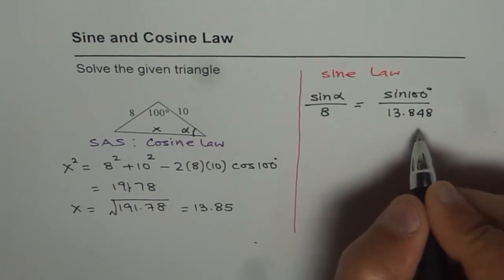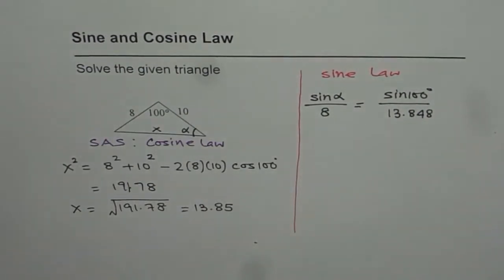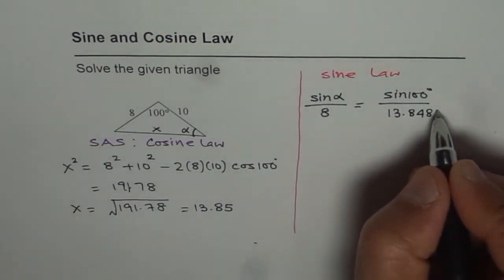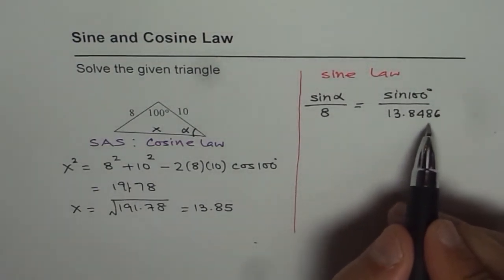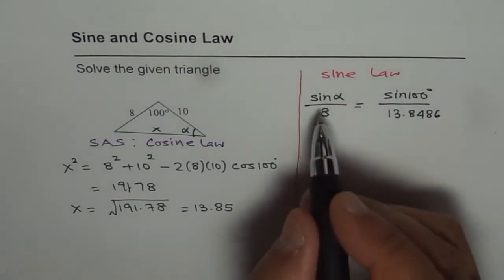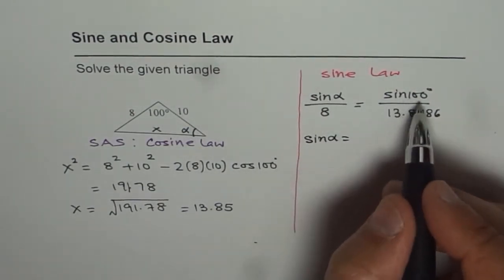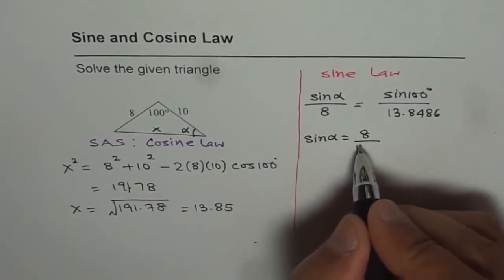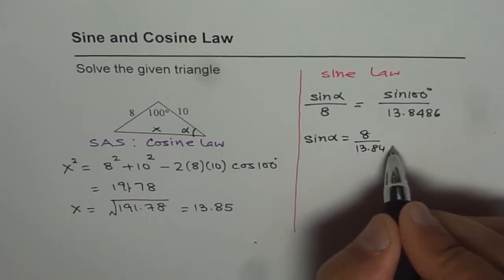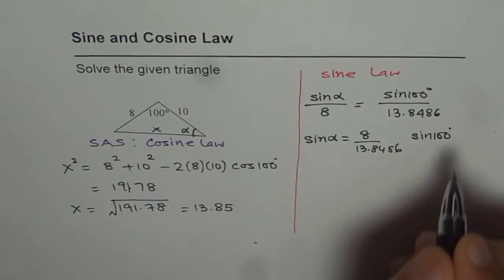So let me use 13.8486. It makes a huge difference. Normally you should use 4 decimal places. It was 13.84859, so I'll use 13.8486. This will give us slightly better results. Now, sine alpha is equal to, we'll cross multiply. So that means 8 times this, right? So it is 8 divided by 13.8486 times sine of 100 degrees, right?